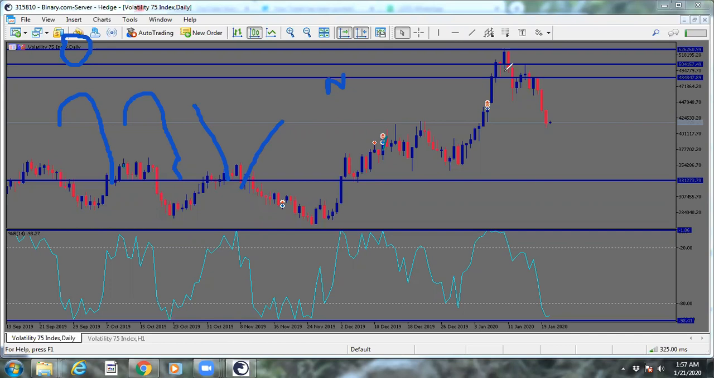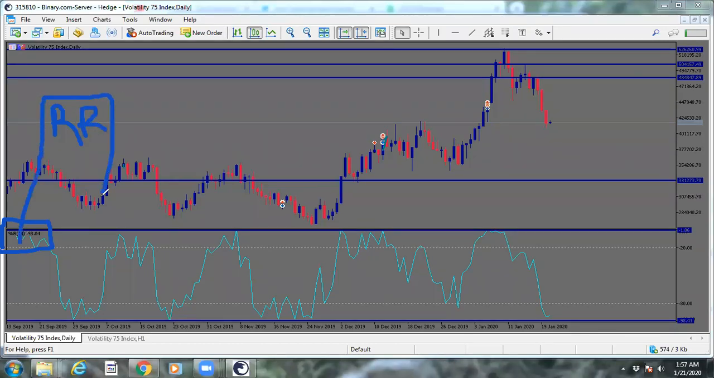You ready for it? Now here is indicator number one, the Williams percent range. Hold on. What I'm going to tell you right now is not the way you know this. So the Williams percent range and the railroad track. These two indicators are what I've used to always be on the right side of V75. Now here's how it works.